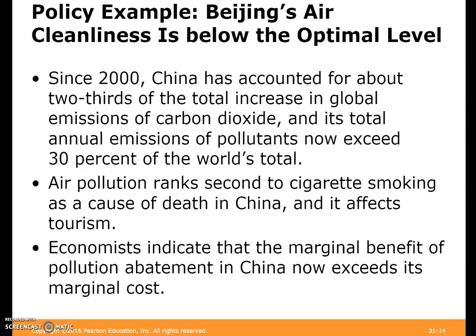Since 2000, China has accounted for about two-thirds of the total increase in global emissions of carbon dioxide, and its total annual emissions of pollutants now exceed about 30% of the world's total. Air pollution ranks second to cigarette smoking as a cause of death in China, and it affects tourism. And economists indicate that the marginal benefit of pollution abatement in China now exceeds its marginal cost.